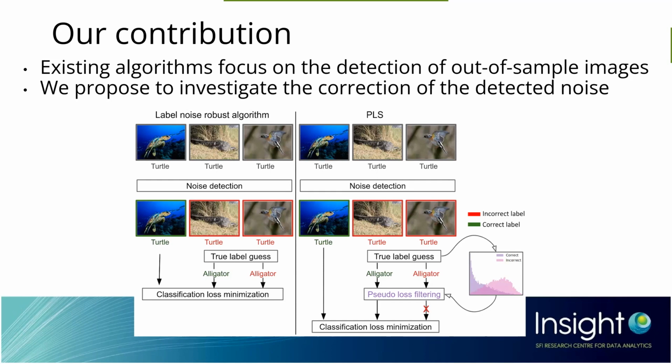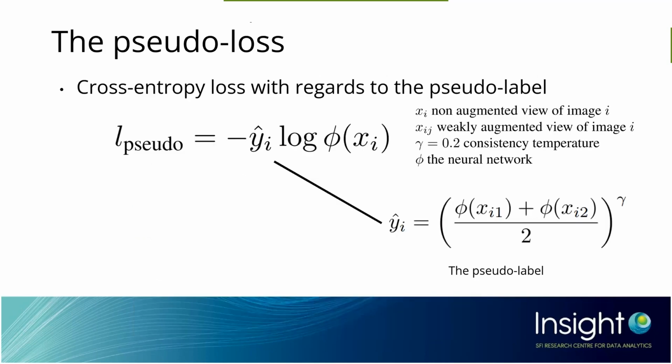In our case, we propose to make sure that once we output this guess of a pseudo-label, the pseudo-label is actually correctly matched to the image, or at least is confidently predicted by the network. And we don't use confidence on the prediction directly, but we use another metric that we found to be superior, which we call the pseudo-loss, and I'll talk to you about this now.